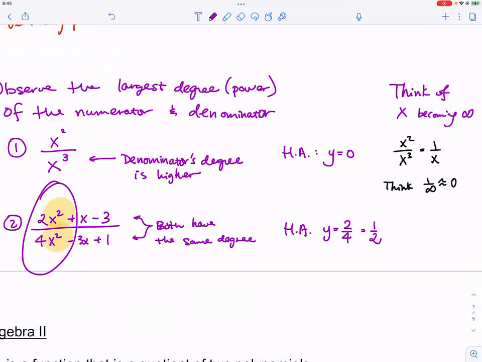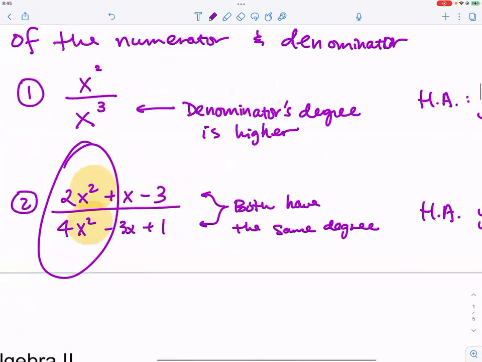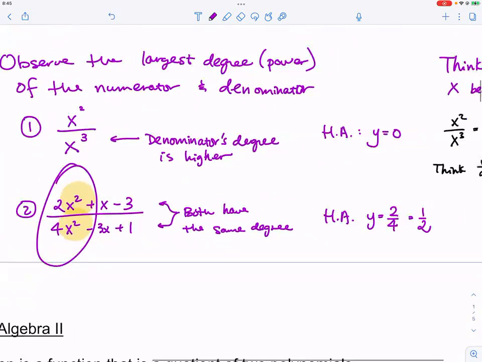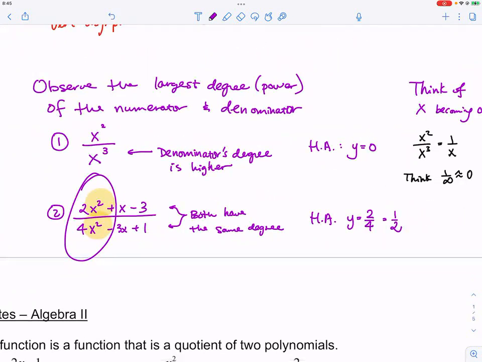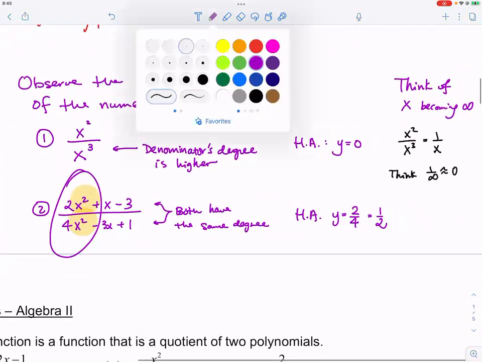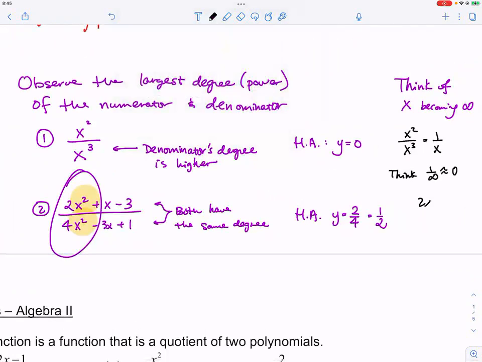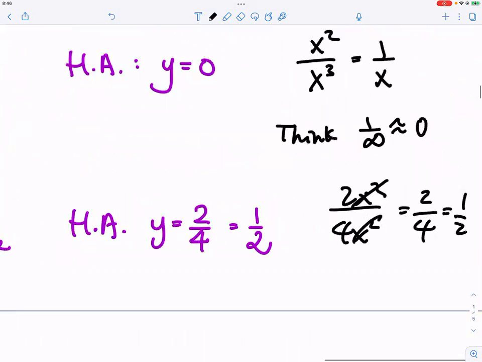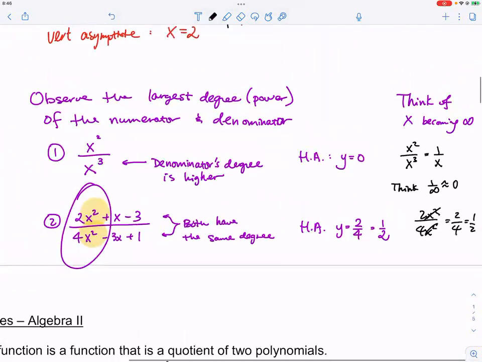Let's take a look at this and we say they're the same. So we just basically cross out the x squared. If you have 2x squared over 4x squared, the x squared and x squared cancel out. You have 2 over 4, and you reduce it to 1/2. That's the idea behind it.